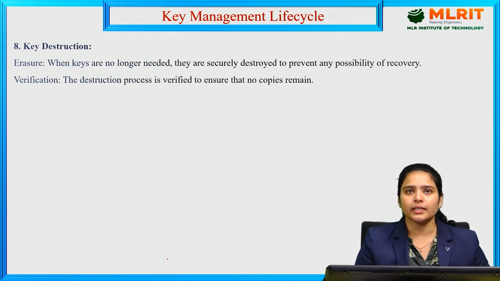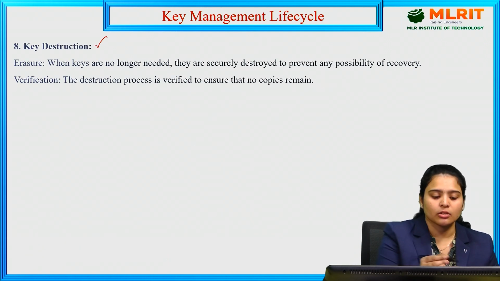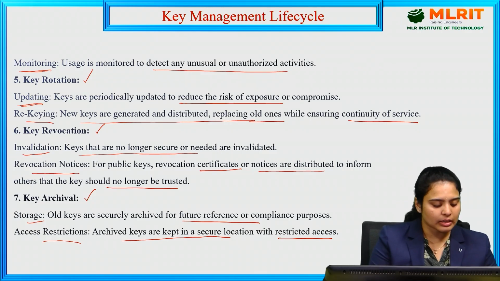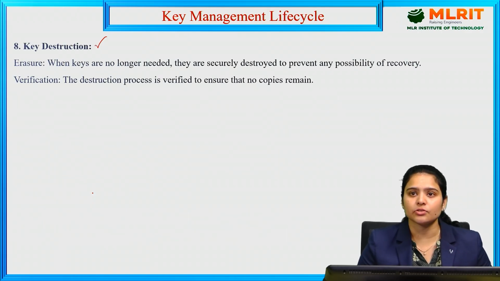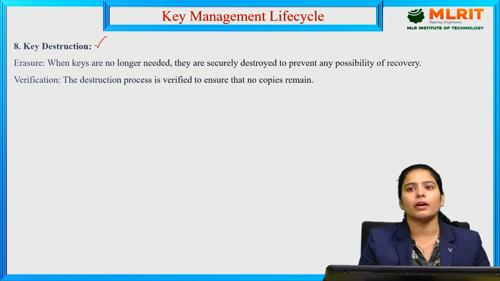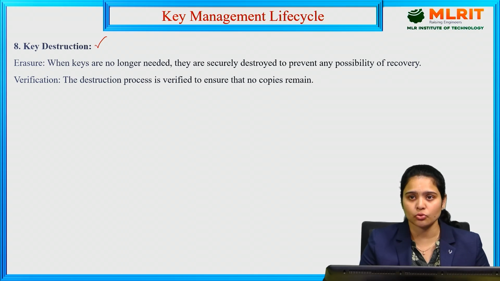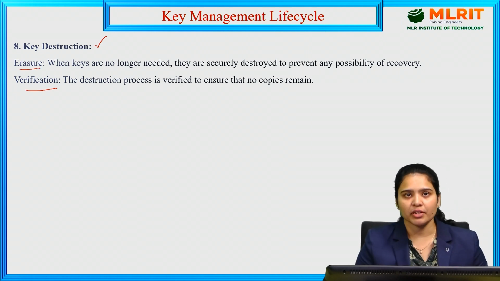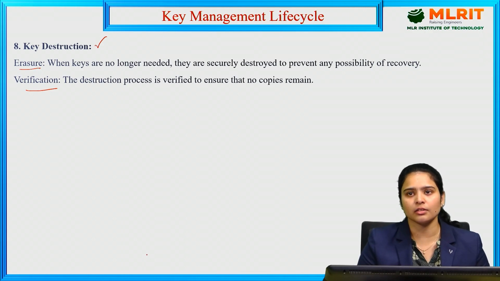So these are the seven types, and the eighth one is key destruction. After the completion of the seven processes, we should know about key destruction. Means after the completion of key archival, there is also the key destruction process. Because in the whole key management life cycle, keys are created, established, stored, and used. So in the key destruction process also, we have two types. One is the erasure form and the other is the verification process.